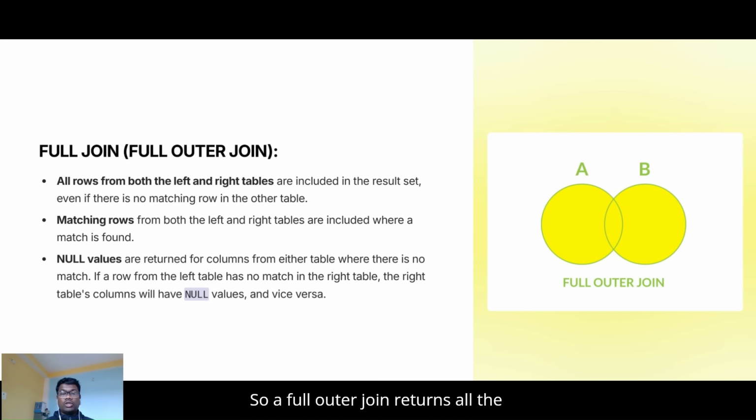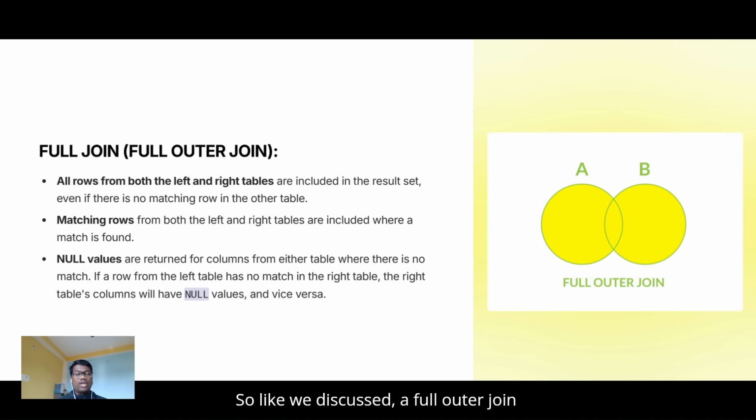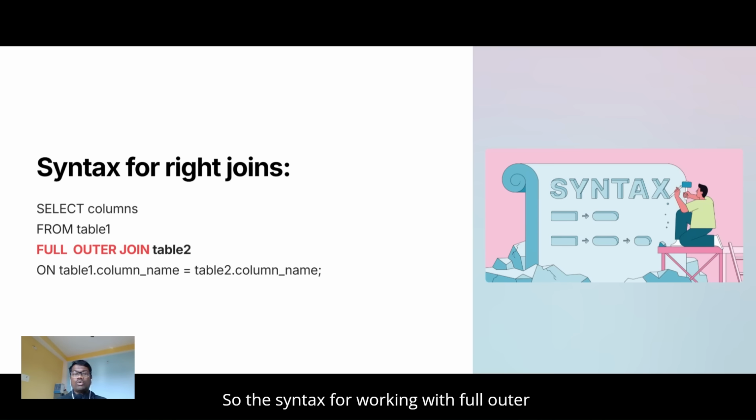A full outer join returns all the records when there is a match in either the left or the right table. If there is no match, the result will still include the customer or the orders table with null as the value for all those columns. Like we discussed, it returns all the records from the left, which is the customer table, or the right, which is the order table. The syntax for working with a full outer join is exactly similar to how we work with other joins. The only difference is that instead of using the inner, outer, right or left keyword, we make use of the full outer keyword.